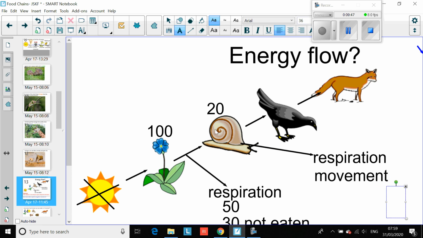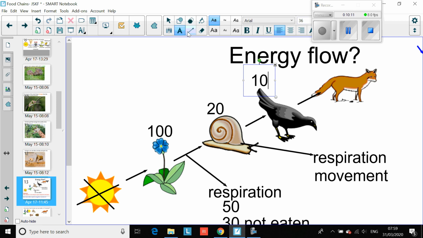Okay, so therefore, when the snail gets eaten by the crow, not all the energy moves up once again. Some of the energy is lost. I mean, the crow might not eat all of the snail. So we're going to say, just for example, the crow maybe only gets 10 joules of energy.